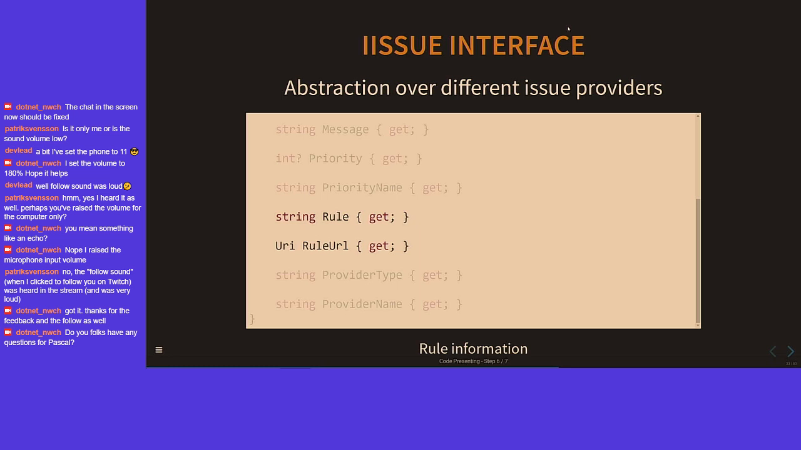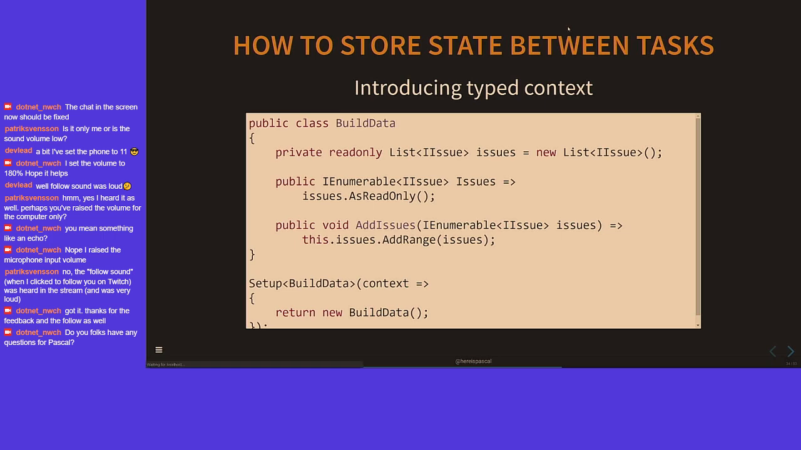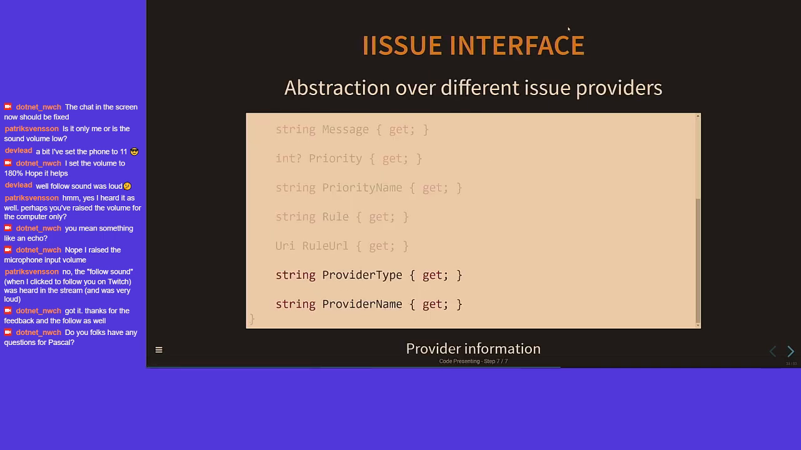So we have the information, it's this rule number, and here's a link which provides documentation about it. And finally, there's the provider type and name. This is the issue provider, which is where this issue came from, as a type name and a human-friendly name.